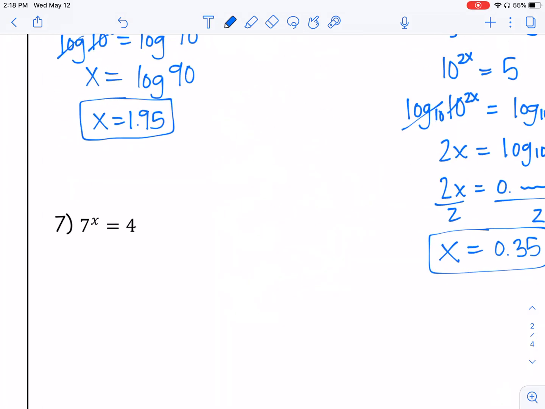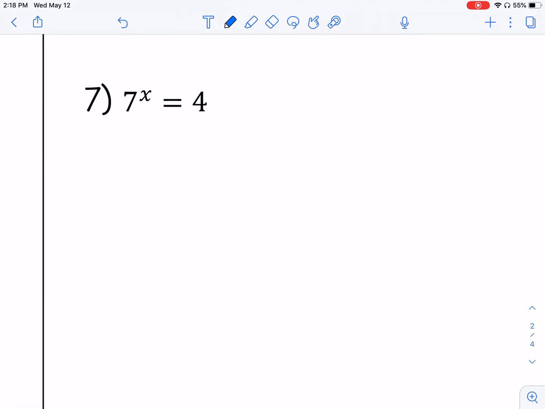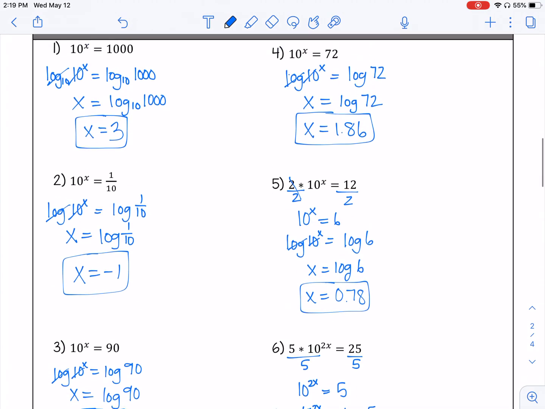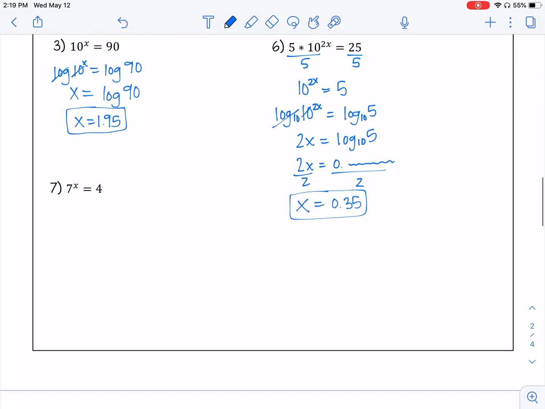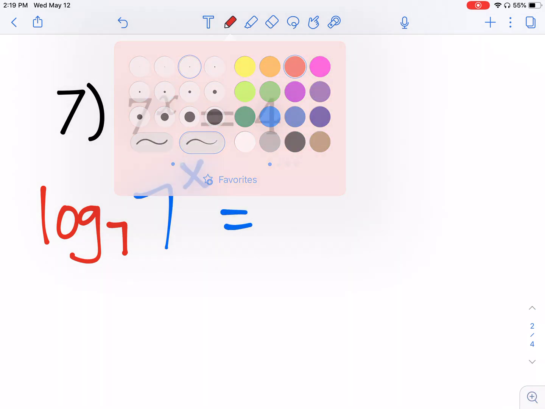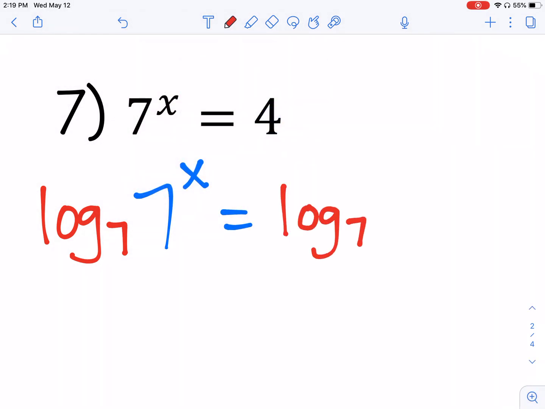Now let's look at this problem over here. We have 7 to the x equaling 4. Our base isn't 10 anymore, but that's okay because the inverse that we learned, it's the log base whatever. In these cases, we were doing log base 10 because the base we had was 10. Now our base is 7. So guess what we're going to do? I'm going to even change colors for it. We're going to do log base 7 of this 7 to the x. And then what you do to one side, you have to do to the other. So now it's log base 7 of the 4.